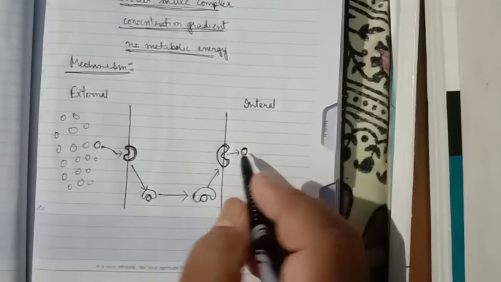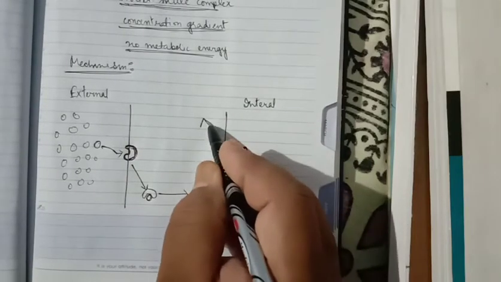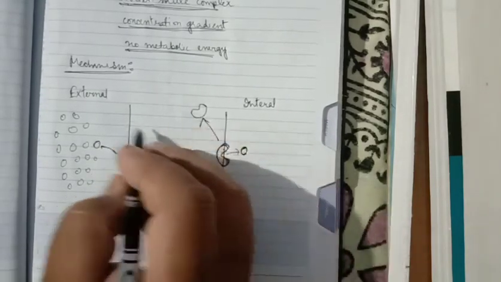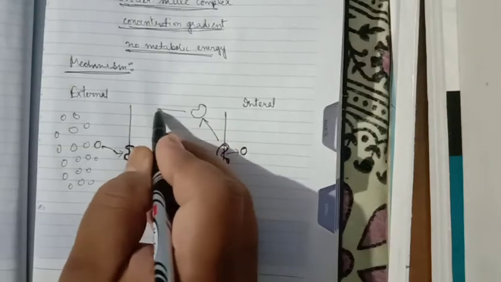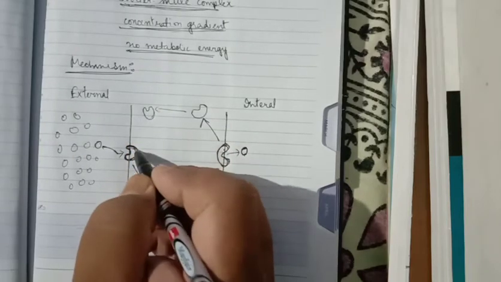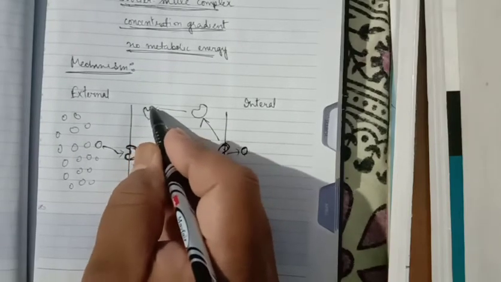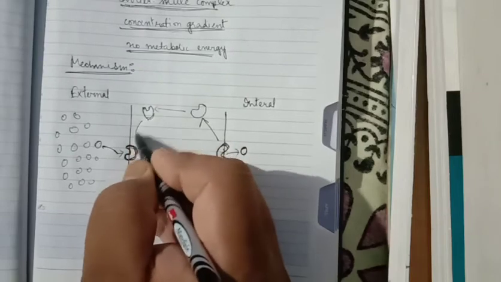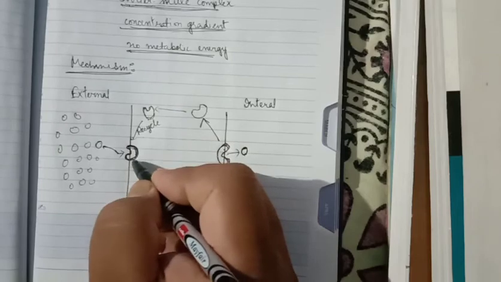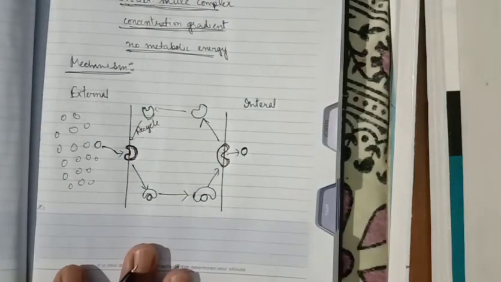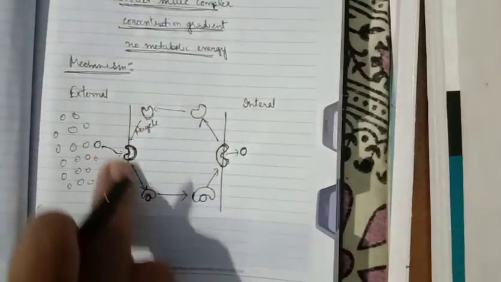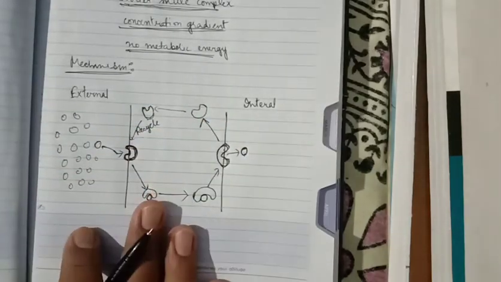Okay, then it returns to the original conformation, which was like this earlier. Then it will be recycled, or it will regain the original shape. Then again it binds to another solute molecule, and the transport continues. Okay, clear?